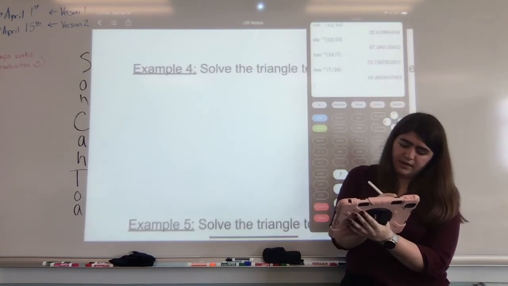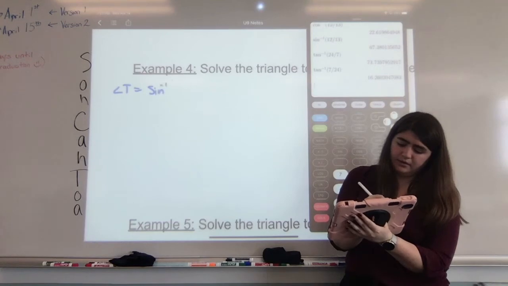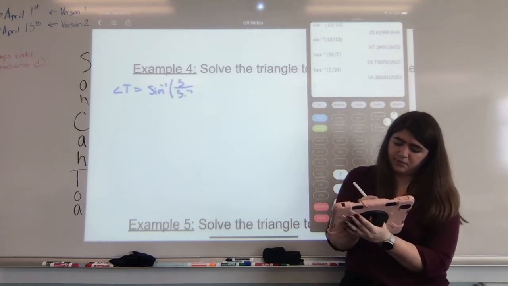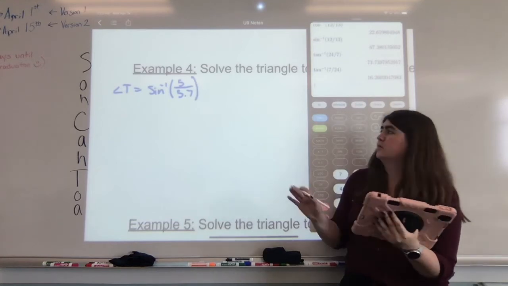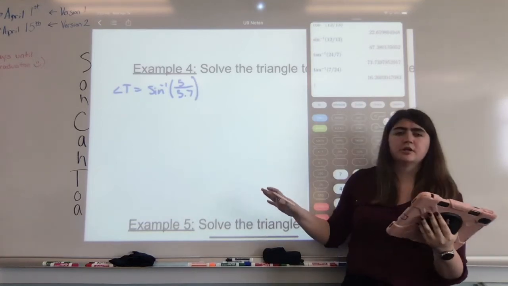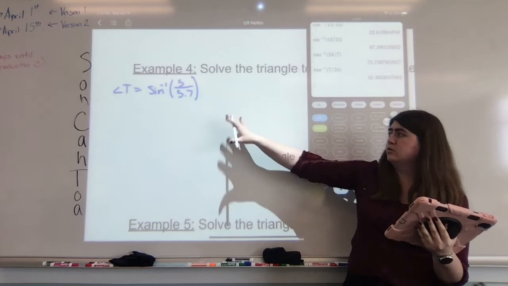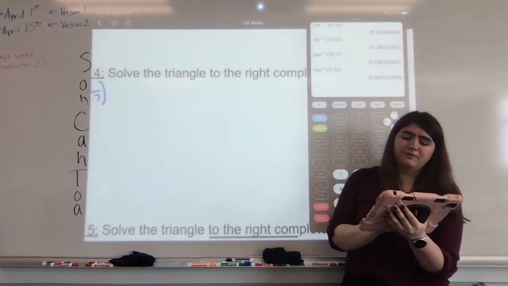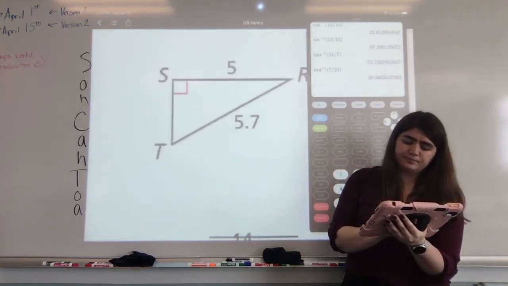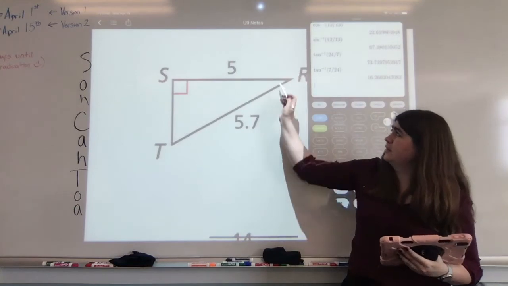So angle T is equal to the inverse sine of the opposite, which was 5, over the hypotenuse, which was 5.7. All right, we will come back to that. I'm going to get the other angle ratio written down, and then I'll plug both of them in my calculator at once. All right, so I have angle R.